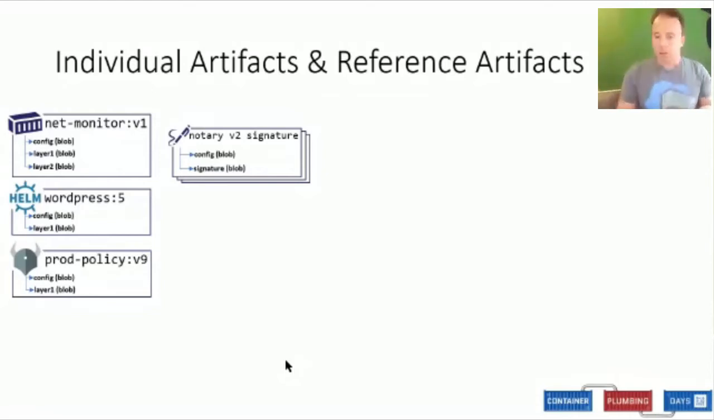Okay, so now the thing is, I can store these individual things in a registry, and that's good. But how do I sign them? How do I add an SBOM? How do I add yet another artifact type that wants to enhance that artifact that's already there?